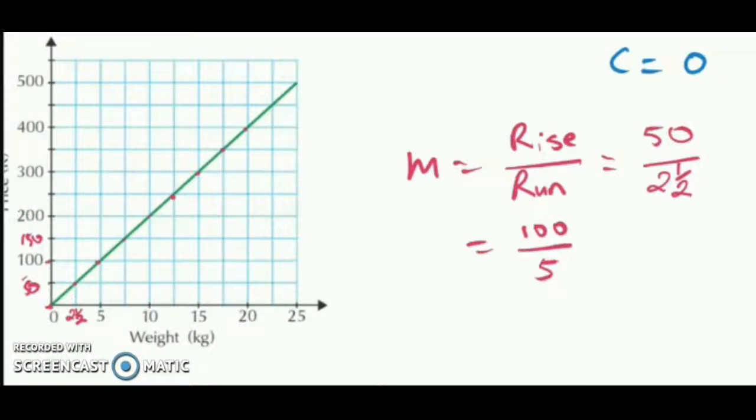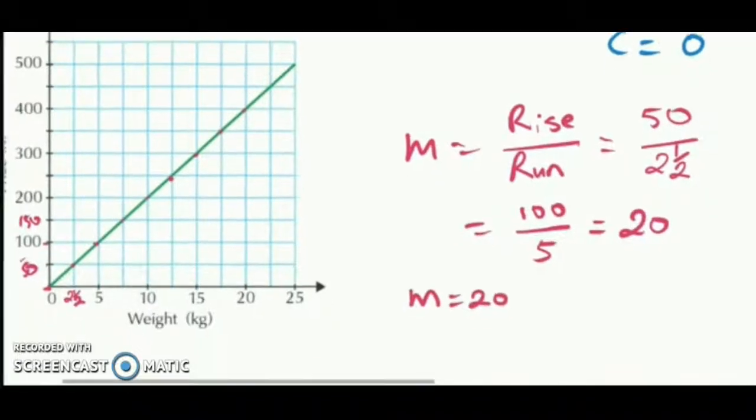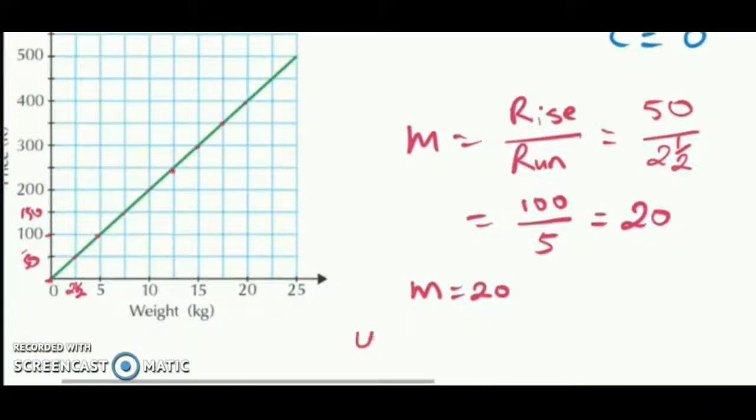Now can I simplify that? 100 divided by 5. Yes, I can. That's 20. So my m is equal to 20. So to write the equation for this, y equals 20x plus our y-intercept is 0. Do we need to say plus 0? No, we don't. We can just say y is equal to 20x.